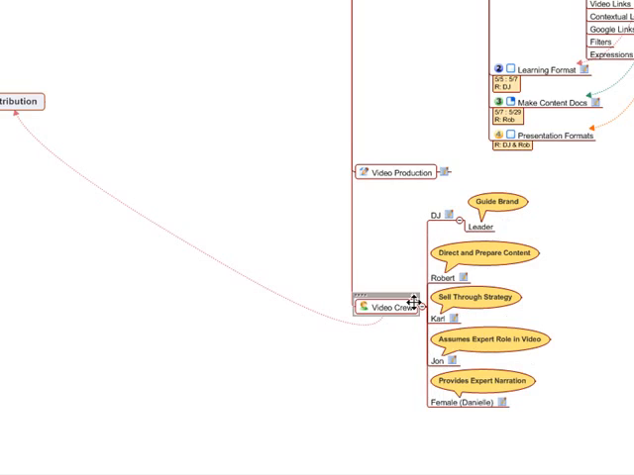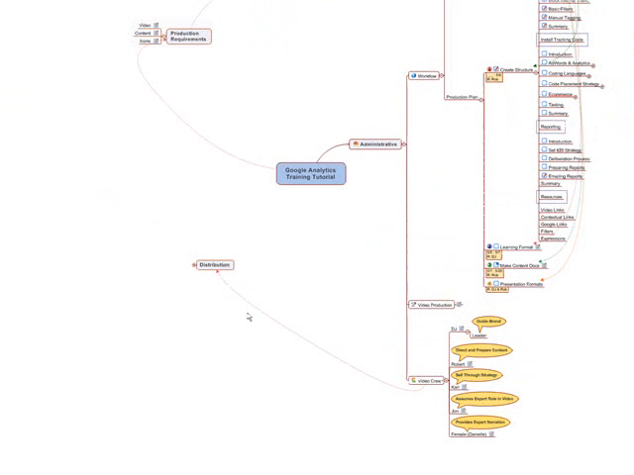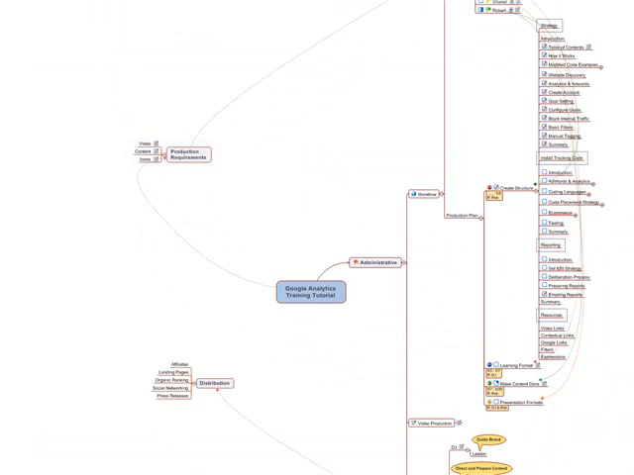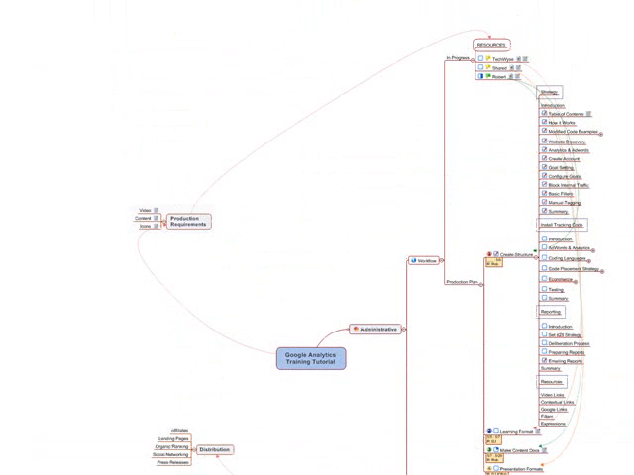And then we finally move along. You can follow the arrow to the last step, which is distribution, and we'll open that, expand it. We can see we're going to use affiliates, landing pages, organic ranking, social networking, and press releases to drive traffic to the product. And there you have an aerial view of what Robert is doing for the Google Analytics training tutorial.